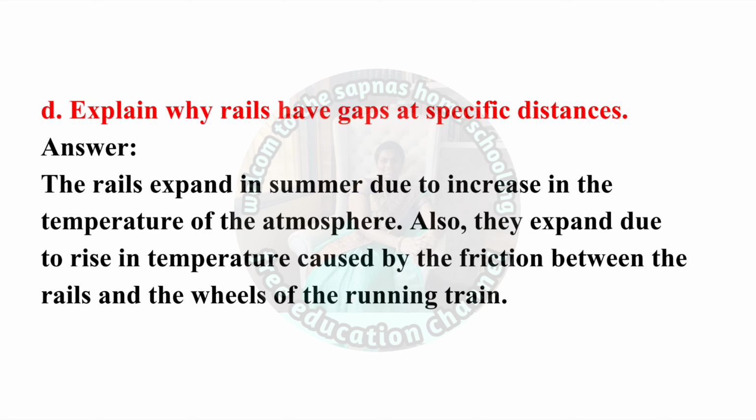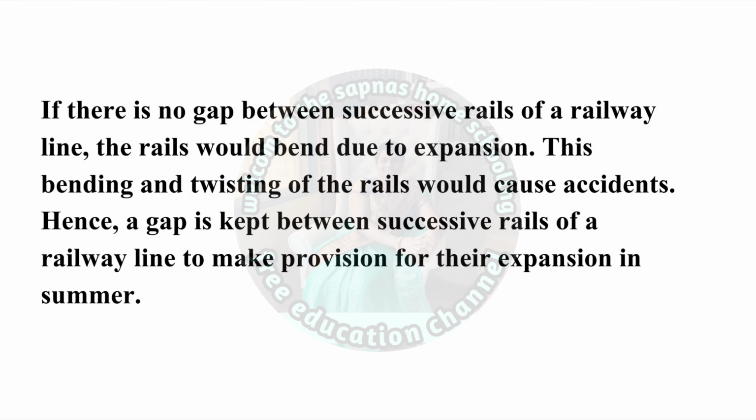Question D. Explain why rails have gaps at specific distance. Answer. The rails expand in summer due to increase in the temperature of the atmosphere. Also, they expand due to rise in temperature caused by the friction between the rails and the wheels of the running train. If there is no gap between successive rails of a railway line, the rails would bend due to expansion. This bending and twisting of rails would cause accidents. Hence, a gap is kept between successive rails of a railway line to make provision for their expansion in summer.